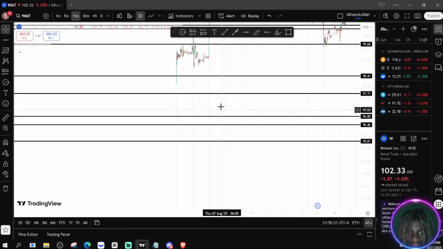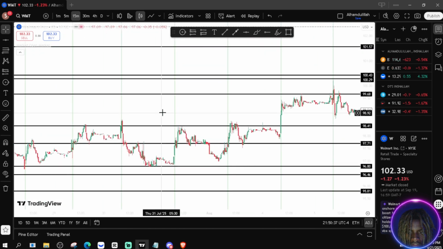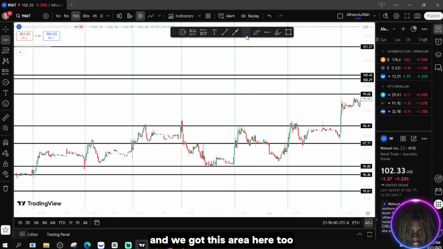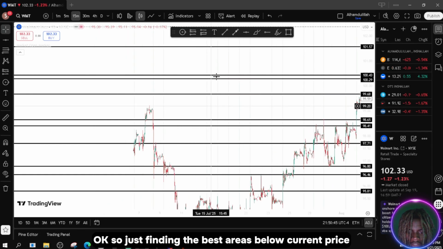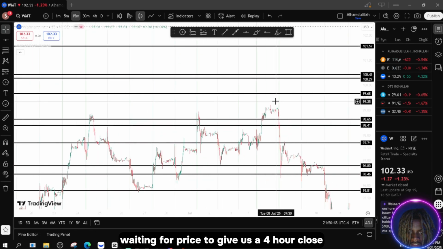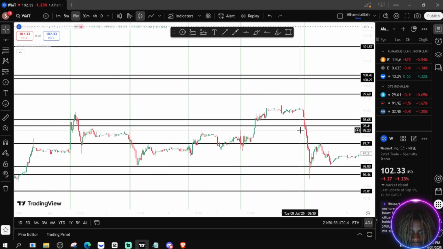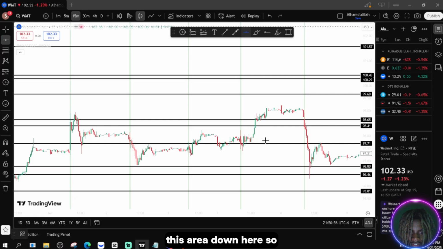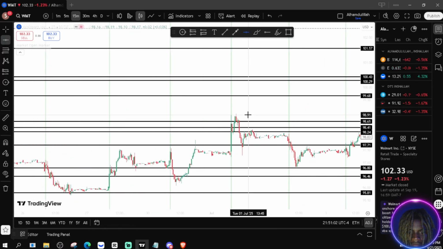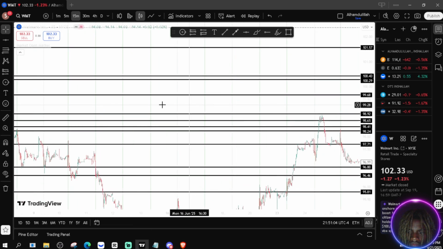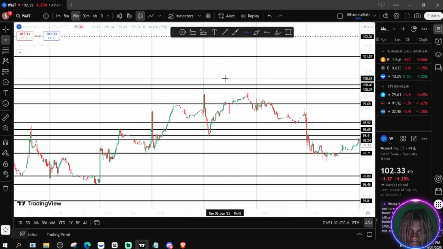Okay, zooming out. Then we got this area here too. Okay, so just finding the best areas below current price, waiting for price to give us a 4-hour close and pull back to these areas. This area down here. And up here. Here.